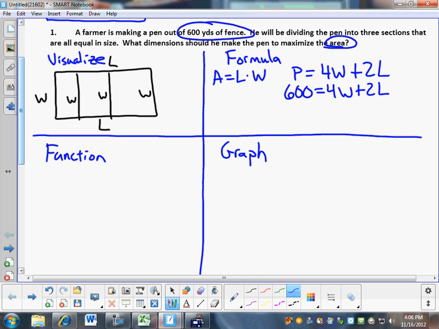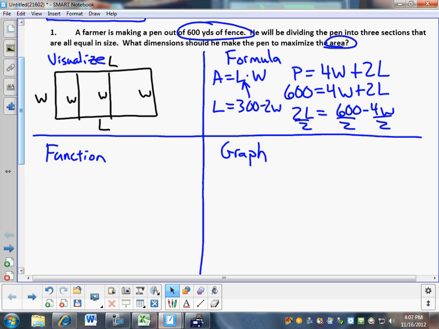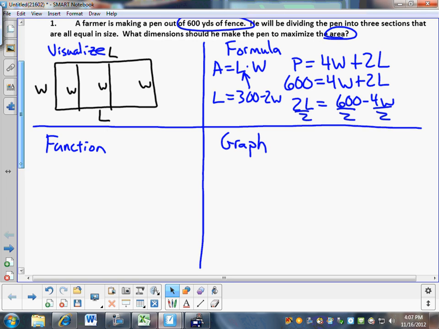What I need to do is combine my formulas for area and perimeter in order to write one equation. So I'm going to solve for L. Subtract my 4W. I'll have 2L is equal to 600 minus 4W. Divide by 2. L is equal to 300 minus 2W. So I can put that in for L, and I will have an equation for L.